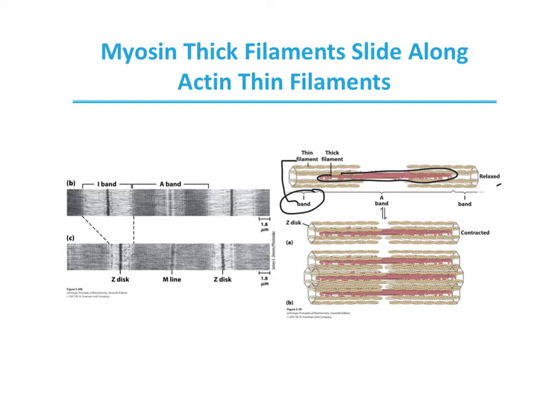Now look at what happens when there's a contraction. The I bands will narrow and the Z discs come closer together. This is also shown in this electron micrograph. So this would be the relaxed state, this is the contracted state. So notice how this band here contracted and got more narrow.